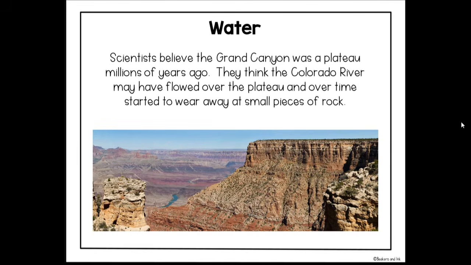I love this picture of the Grand Canyon. Did you know that scientists believe the Grand Canyon was once a plateau millions of years ago, meaning a nice, smooth, flat piece of land? They think that when the Colorado River formed that it may have flowed over that plateau and over time started to wear away at these small pieces of rock. Over millions and millions of years, that's how the Grand Canyon was formed.